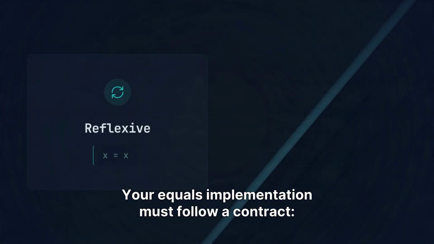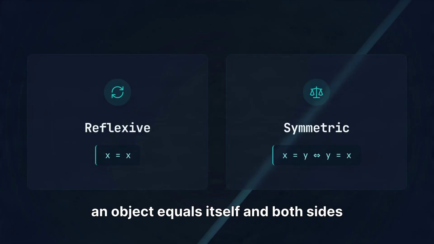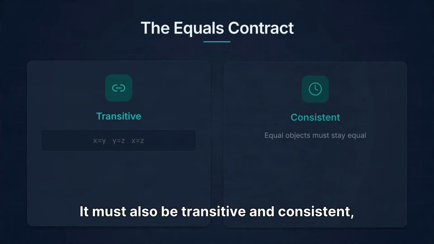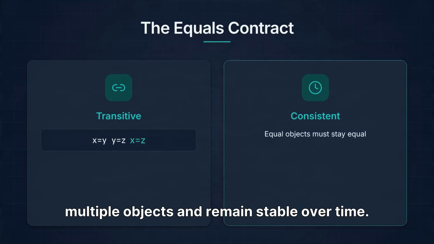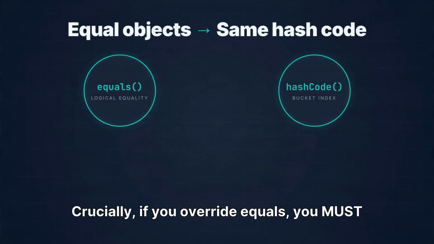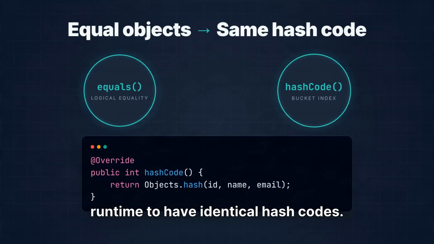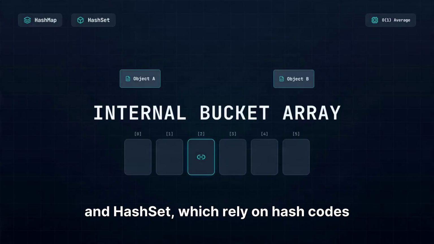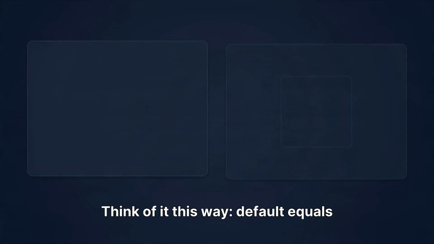Your equals implementation must follow a contract. It must be reflexive and symmetric, meaning an object equals itself, and both sides agree on equality. It must also be transitive and consistent, ensuring that equality relationships hold true across multiple objects and remain stable over time. Crucially, if you override equals, you must override hashCode. Equal objects are required by the Java runtime to have identical hash codes. This is critical for collections like HashMap and HashSet, which rely on hash codes to efficiently store and retrieve your objects.